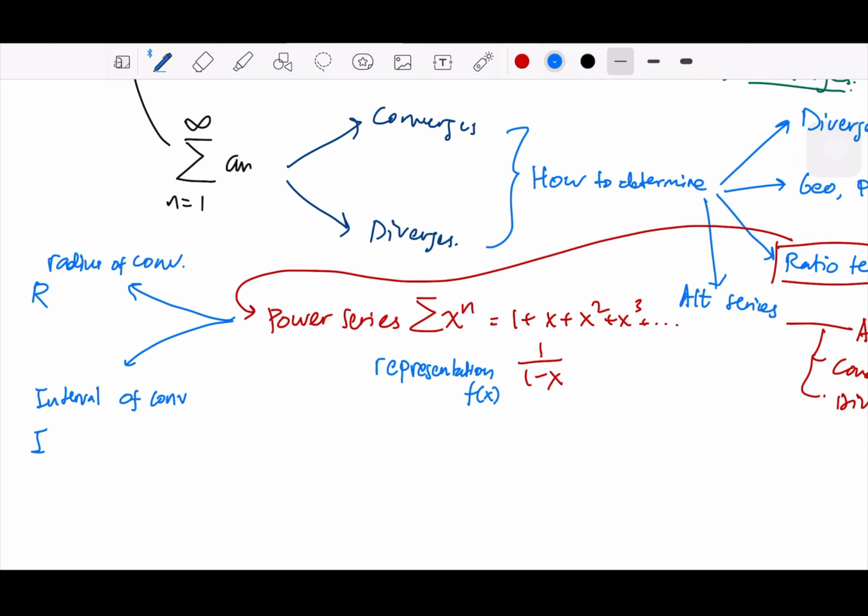So 11.8, 11.9, and then 11.10. 11.10 is actually an advancement or a modification of power series. Generally, you can write this. Let's say it's x minus a. Okay, let's say you can write like this.